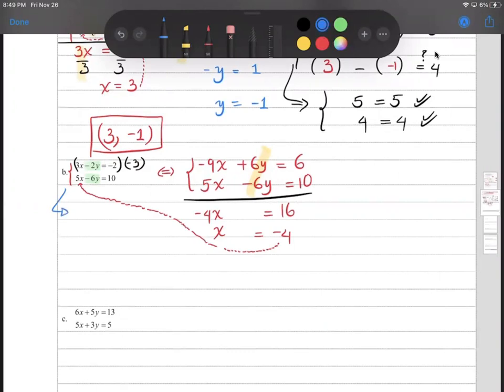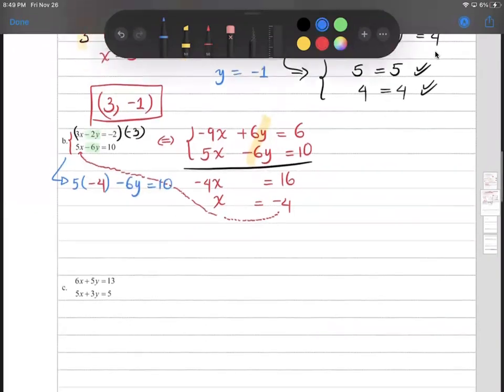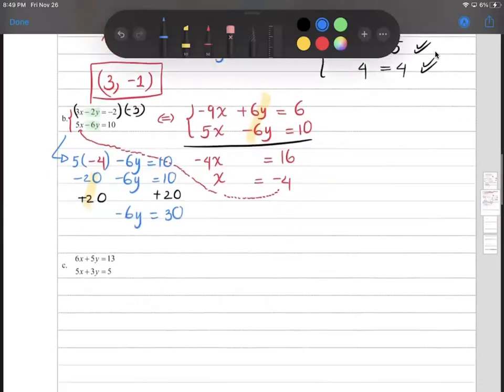Okay, so this becomes 5 times negative 4 minus 6y equal 10. 5 times negative 4 is negative 20. Add 20 to both sides. That's gone. I have negative 6y equal 30, divide both sides by negative 6. I got y equal negative 5. So the solution is negative 4, negative 5.